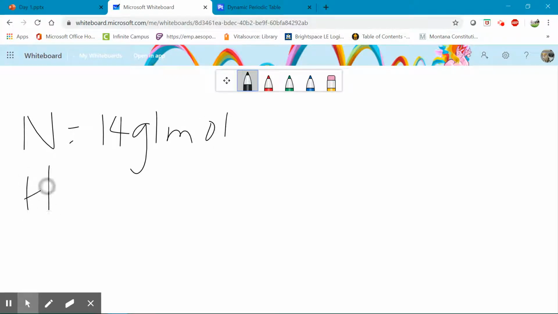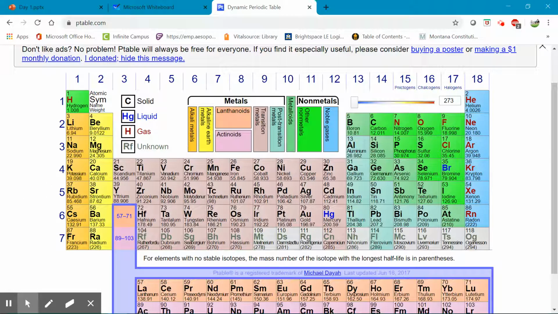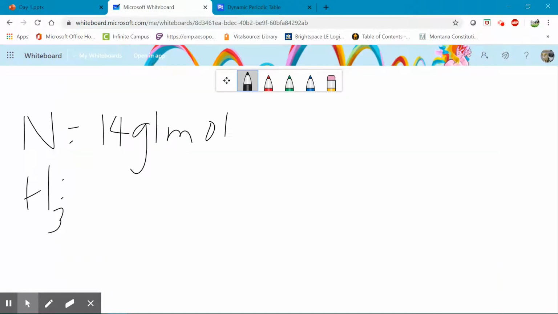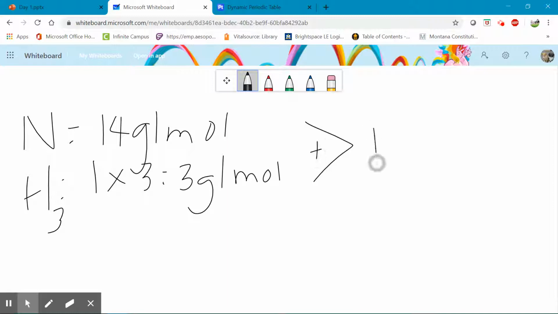And then hydrogen is H3 in this particular case because this is ammonia. And so looking at our periodic table, 1.008, same idea, rounding to the nearest tenth, so 1.0 times 3, which is 3 grams per mole. Add those two together, and ammonia's molar mass is 17 grams per mole.